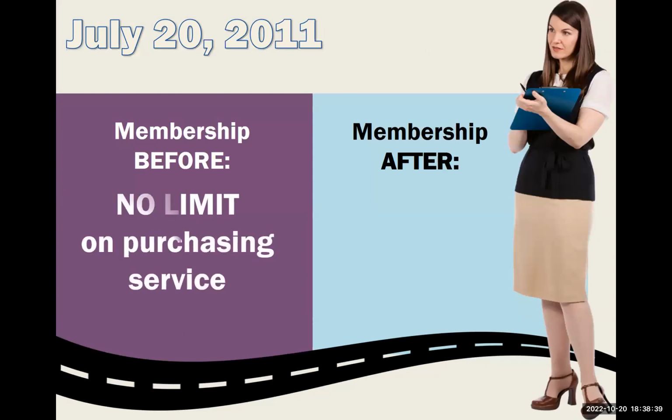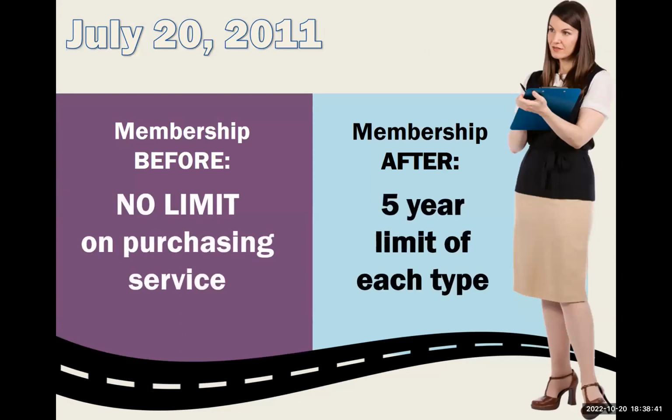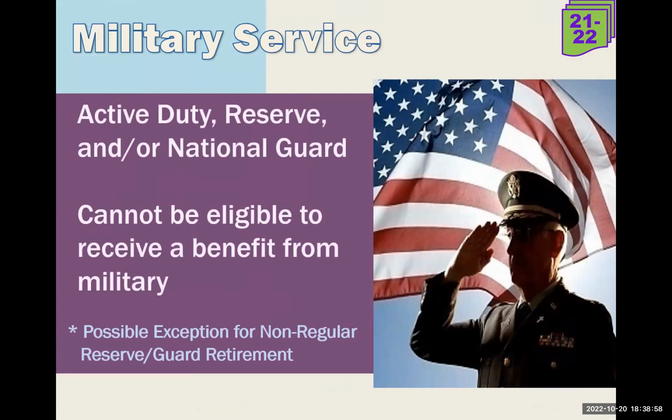If your membership date is before July 20th, 2011, then there's no limit on purchasing service. If your membership date is after July 20th, 2011, there is a 5-year limit to each type of service with the exception of forfeited service. The service purchase program is covered in our website and also in that Road to Retirement guidebook that you can download from our website. Now we're going to talk about the different types of service, starting with military service.